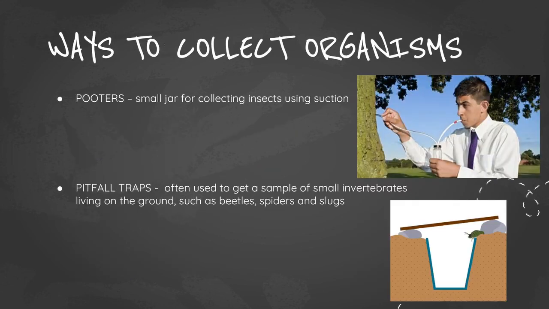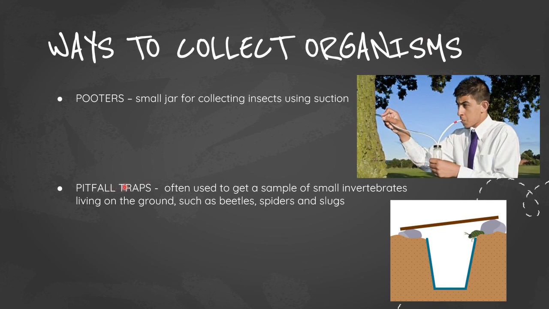So we're going to look at ways that you can collect organisms for these experiments that study ecosystems. One way is pooters, which are small jars for collecting insects using suction. It has 2 tubes. One goes into your mouth so you can apply the suction, and the other goes over the insect so that it is sucked into the jar. A fine mesh is held over the end of the first tube, which stops you from swallowing the insect.